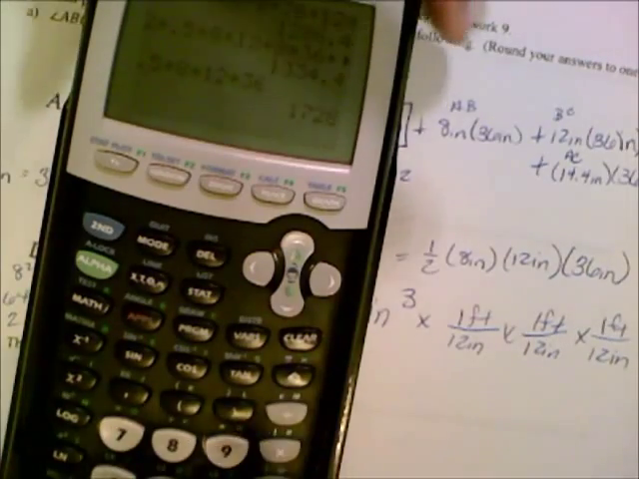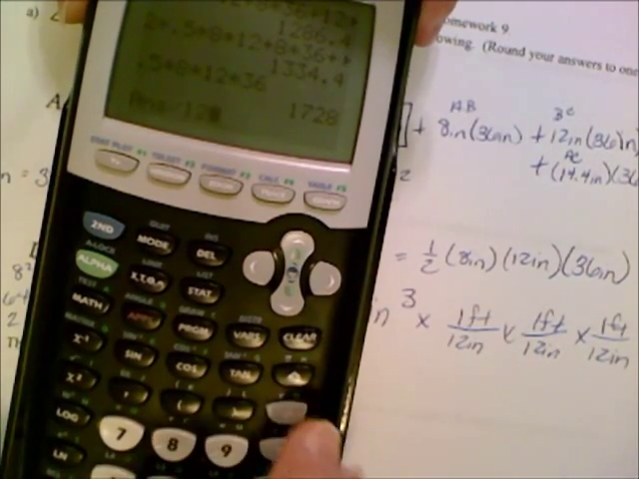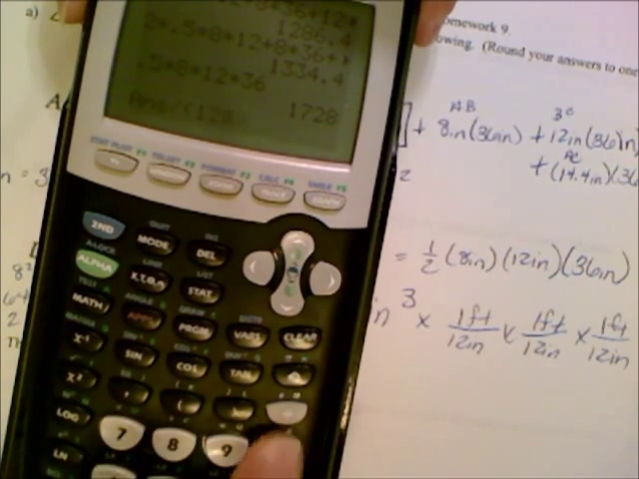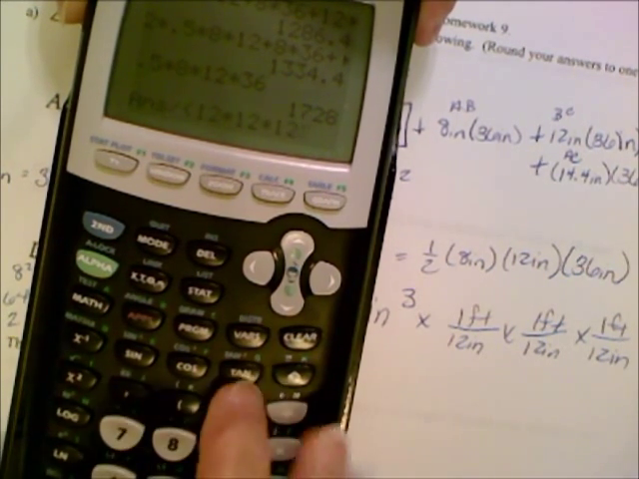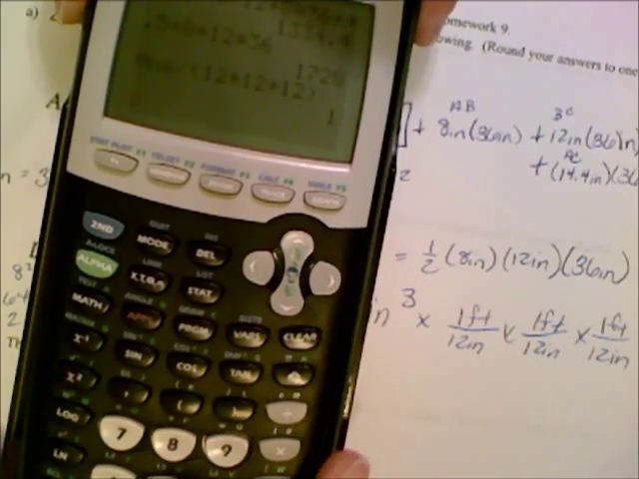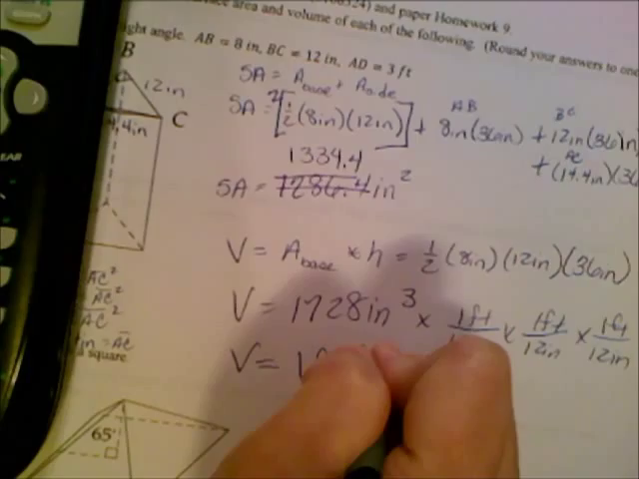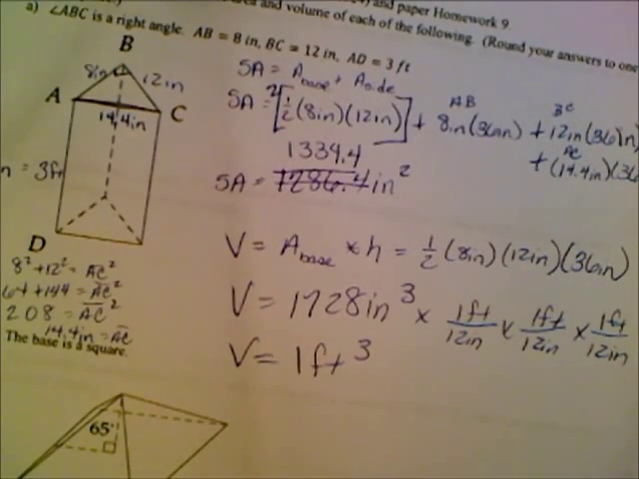So that's going to be 1728 divided by 12 divided by, and I'm going to do this as parentheses 12 times 12 times 12, close parentheses, equals 1. So that gives me 1 foot cubed. Okay?